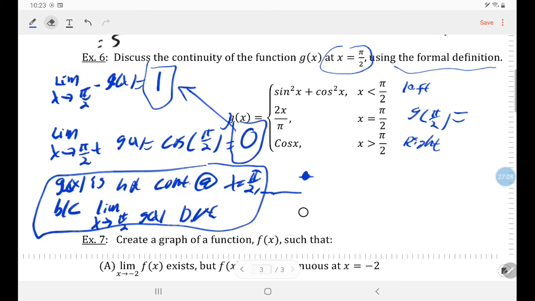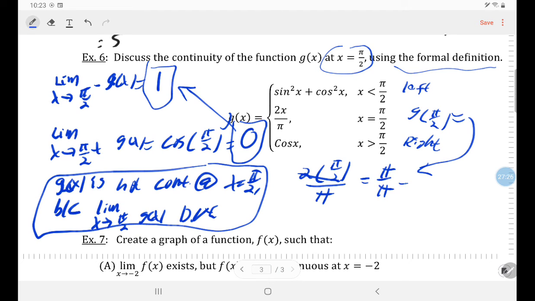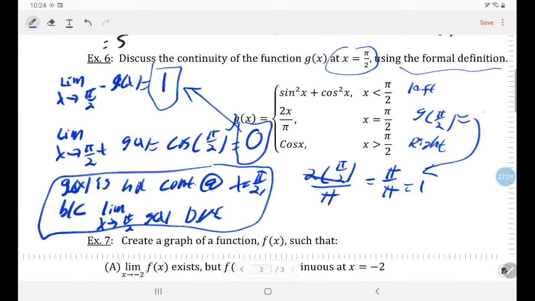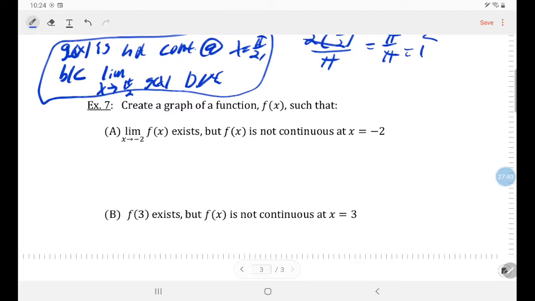But just for the sake of algebra, let's go ahead and find g of pi over 2. So that says 2x, and x approaches pi over 2, all over pi. 2's cancel. I get pi over pi, which is 1. So g of pi over 2 is 1, which is the same as the left limit, but they do not agree with the right limit, and all three have to be the same. So that one's not happening.